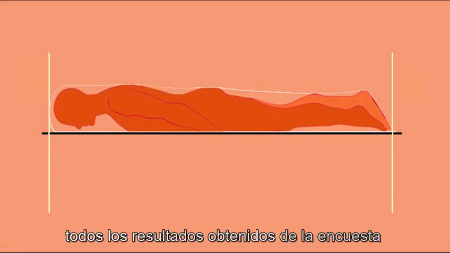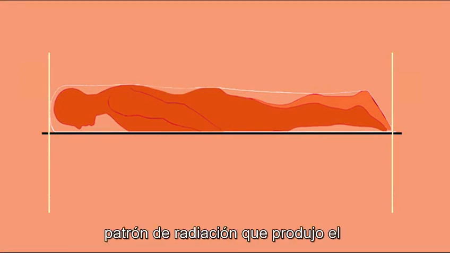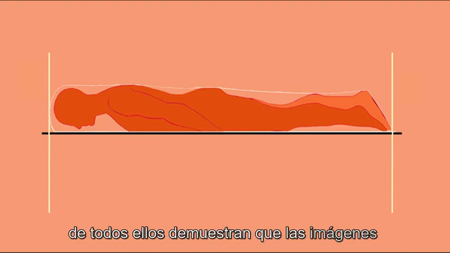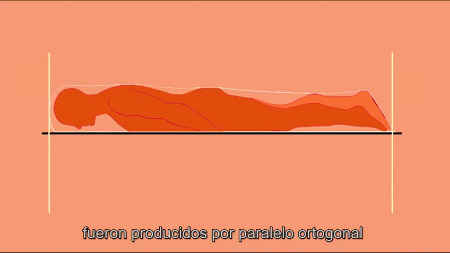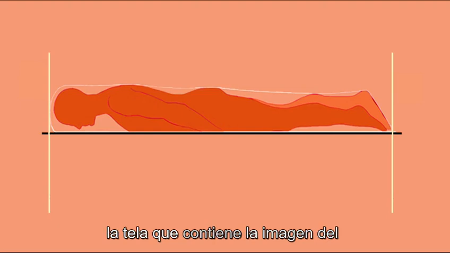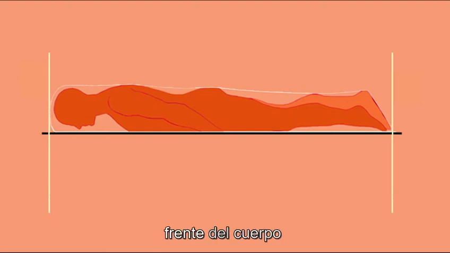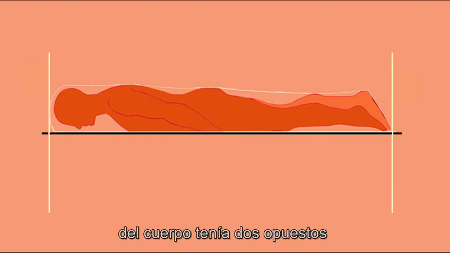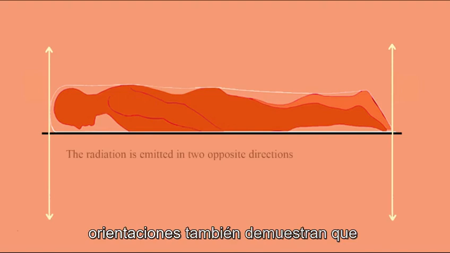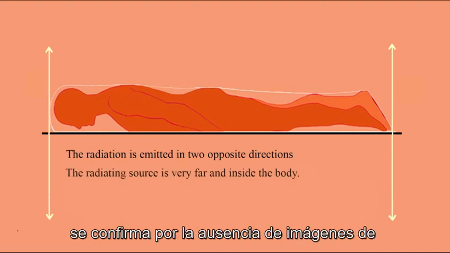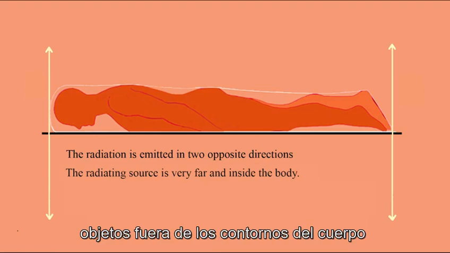All the results obtained from the survey are essential for identifying the radiation pattern that produced the images of the body and the objects. First of all, they demonstrate that the images were produced by orthogonal parallel projection onto the plane of the part of the cloth containing the image of the front of the body. Secondly, that the radiation that produced both the front and back images of the body had two opposite orientations. They also demonstrate that the energy emanated from the body. This is confirmed by the absence of images of objects outside the body contours.